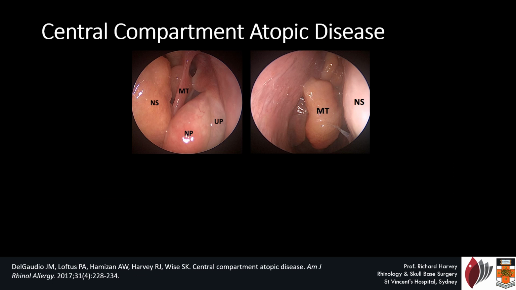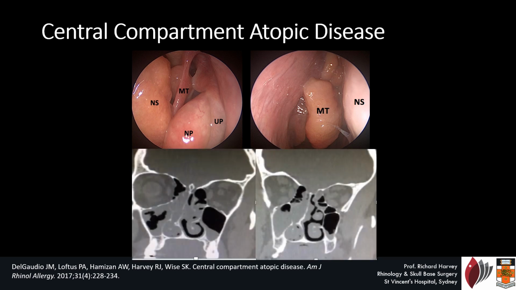Now, if you understand that, you will understand John Delgadio's work on central compartment atopic disease. John, many years ago described the characteristics of a group of patients who were presenting with very severe inhalant allergy symptoms and had this appearance in their nose where they had this polypoid-like edema coming off the turbinates and the septum, and it was all degenerated, but actually the sinus cavity was relatively normal. So when you did a scan for them, they had this sinus approach where often the superior and lateral parts of the sinus cavity were spared. And he coined it Central Compartment Atopic Disease.